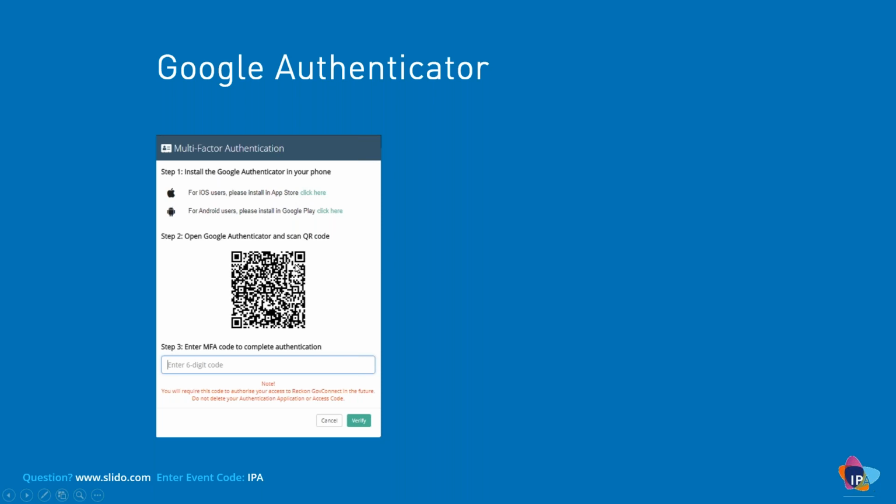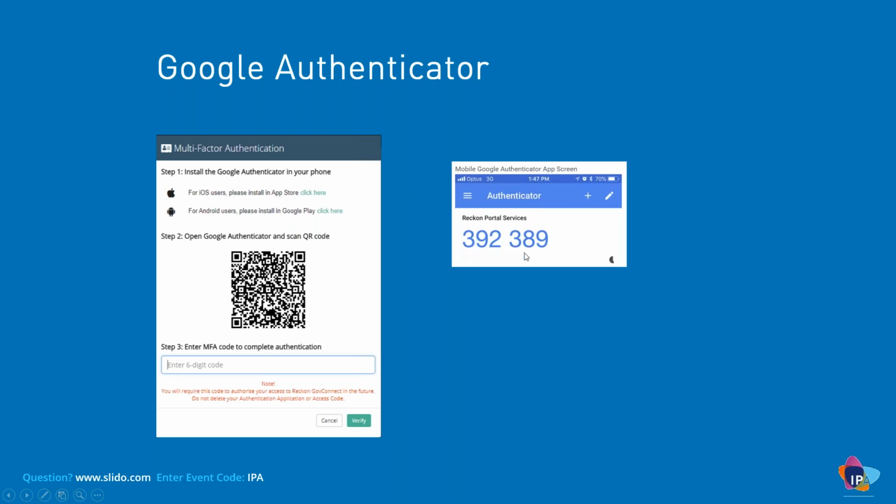Then you can scan this QR code that's presented to you on your screen when you start off Google Authenticator, and enter the code that appears on your smartphone, and then just click verify. The code will be sent to your mobile phone, and just enter that in.